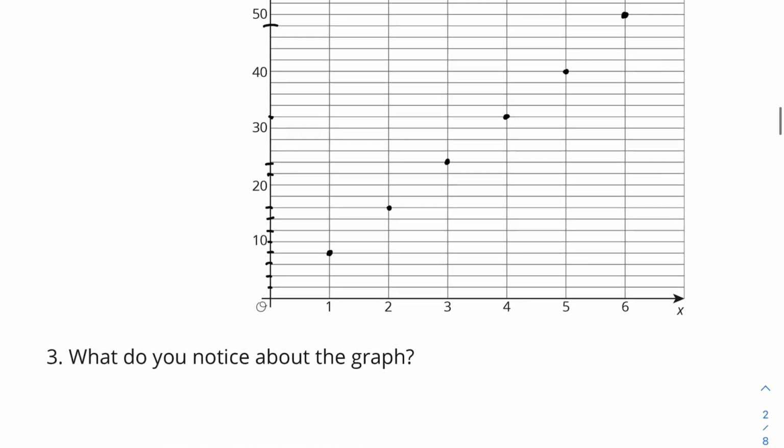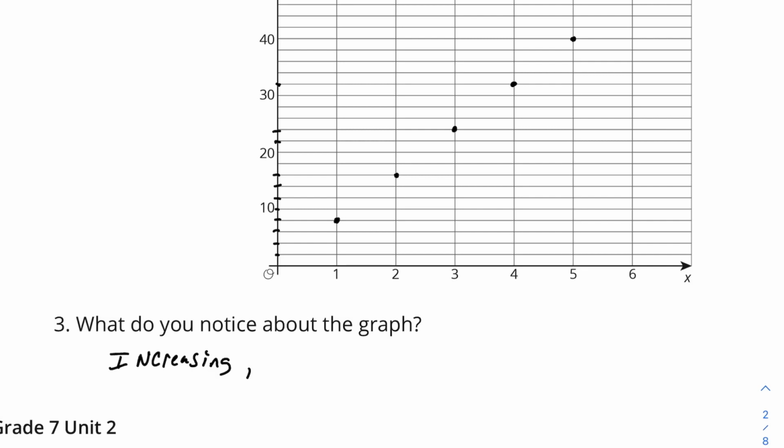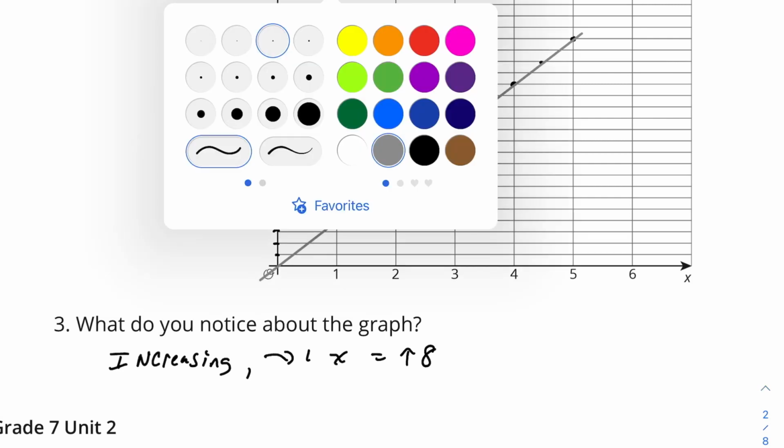Well, we can see it's increasing, and for every 1 unit to the right on the x-axis, so I'm going to say, put a little arrow, 1 on the x equals 8 up on the y-axis. That indicates each t-shirt is $8. And one thing I do notice, even though we have a discrete graph of just each t-shirt being an $8 increase, if I were to dash in this line really lightly, I can see that the line would go right through my origin point.